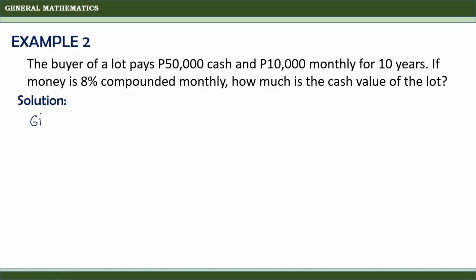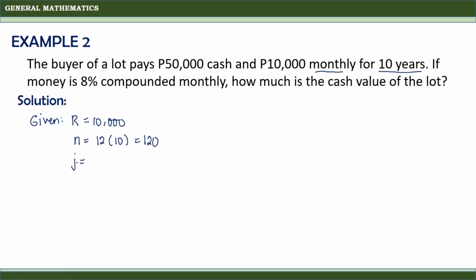Based on the problem, we have the following given. R, or the amount of the regular payment, is equal to 10,000. N, which is the number of payments, is equal to 12 times 10, because the buyer pays 10,000 monthly for 10 years. So this is equal to 120.